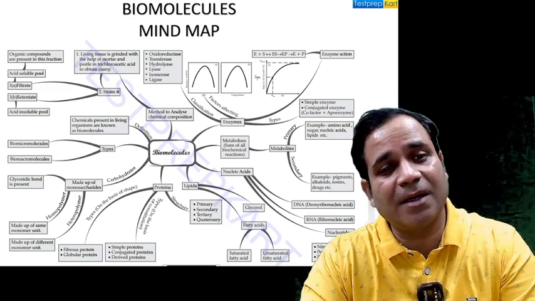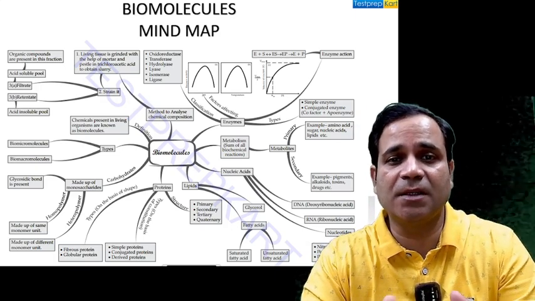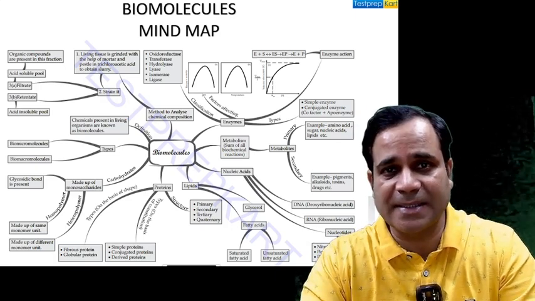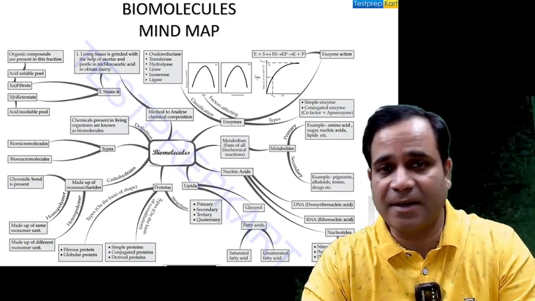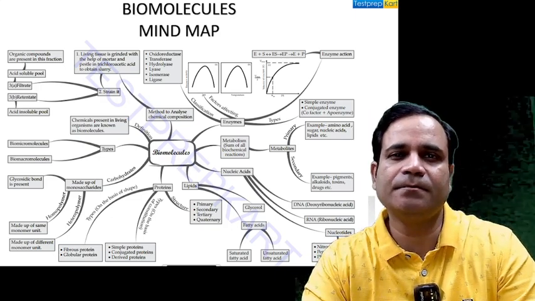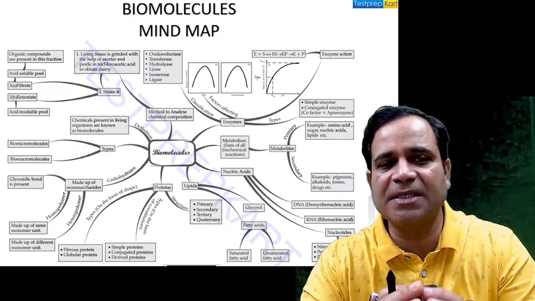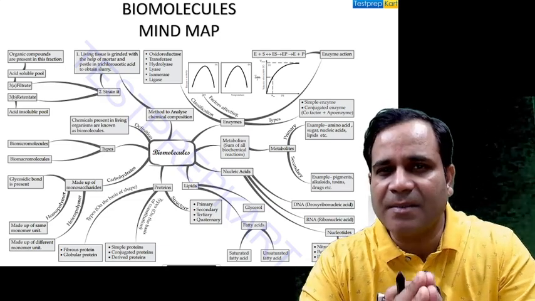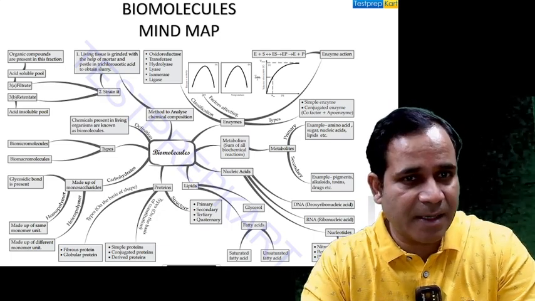You know that we are made up of chemicals, the cells of the whole body, and whatever food we eat also contains some chemicals, my dear. Getting my point? So the chemicals which are present in living organisms are known as what, my dear? Biomolecules. You are getting my point?